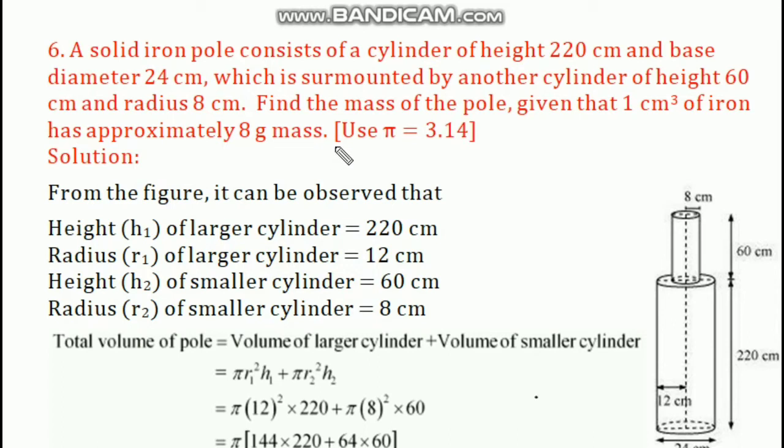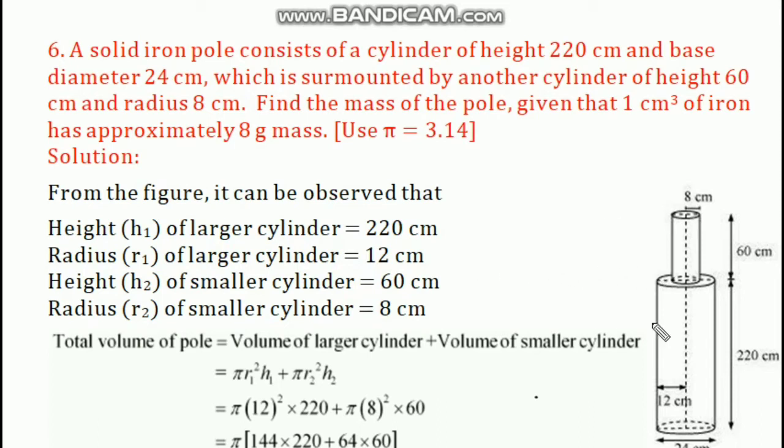Here actually given a solid iron pole consists of a cylinder that is surmounted by another cylinder. So this is one cylinder. That small cylinder is surmounted on that big cylinder. Actually, we need to find out the mass of the pole.